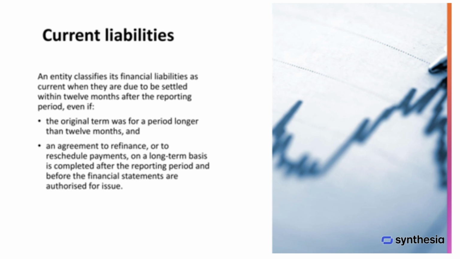An entity classifies its financial liabilities as current when they are due to be settled within 12 months after the reporting period, even if the original term was for a period longer than 12 months. This classification applies regardless of any agreement to refinance or reschedule payments on a long-term basis, provided such an agreement is completed after the reporting period, but before the financial statements are authorized for issue.